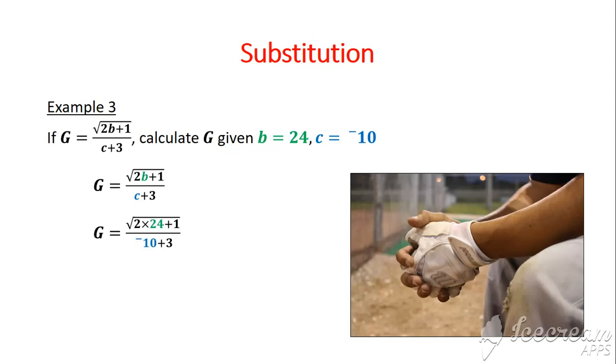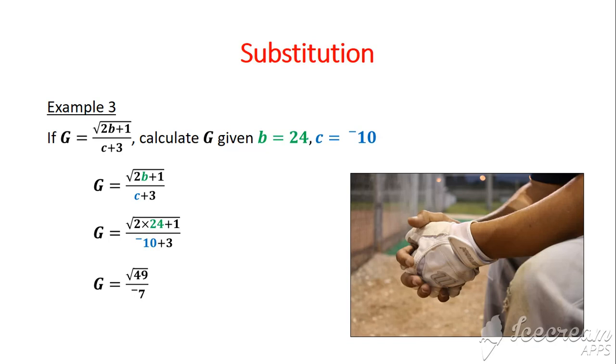We were told that B is 24 and C is negative 10. So let's substitute in, and on the top we're going to get the square root of 2 times 24 plus 1 more. And on the bottom we're going to get negative 10 plus 3. So let's work out the top bit first. 2 times 24 is 48, plus 1 more is 49. So we're taking the square root of 49. And on the bottom, negative 10 plus 3 more make negative 7.